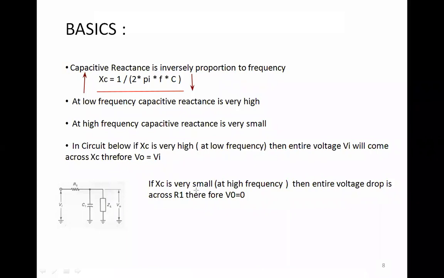Now if XC is very small, which means at higher frequency, then the entire voltage drop is across R1. Whatever voltage comes will be dropped across this R1, so I will not get the output voltage, which means my output voltage is going to be 0. If I want my output voltage to be equal to the input voltage, then I have to use XC very high, which means it will be operating at lower frequencies. So these are some of the conditions that you have to remember.